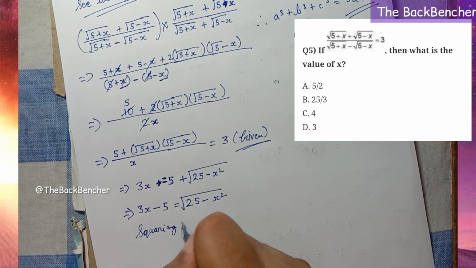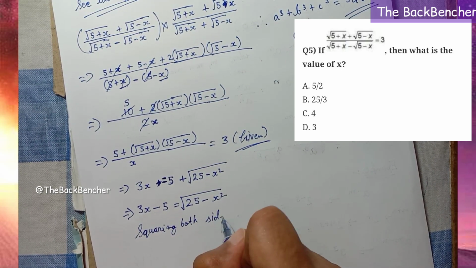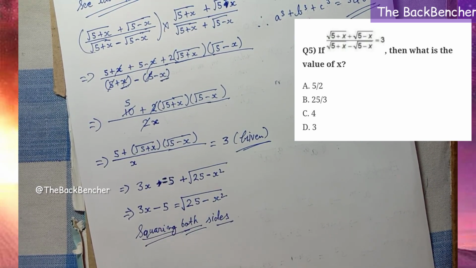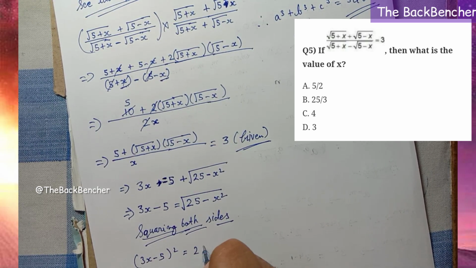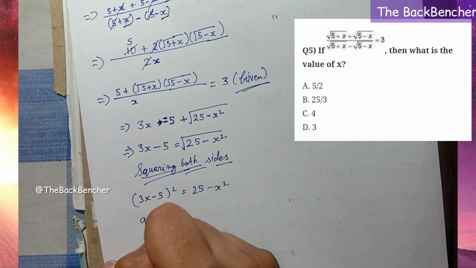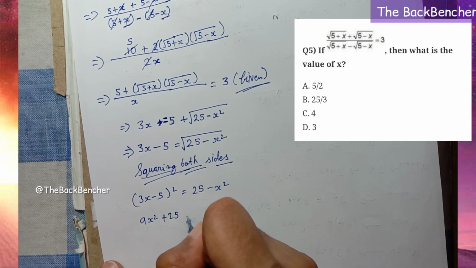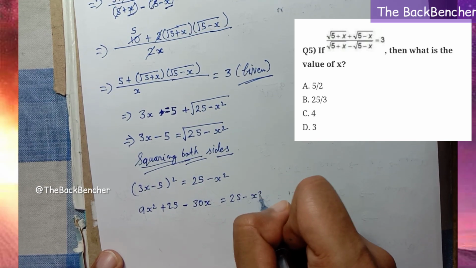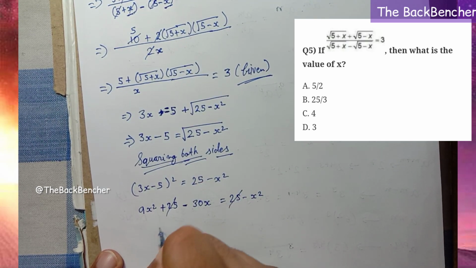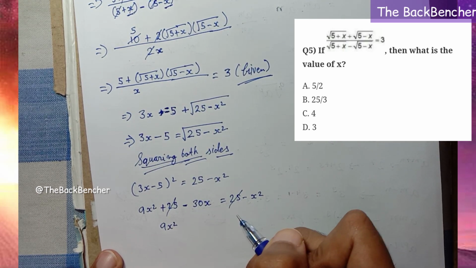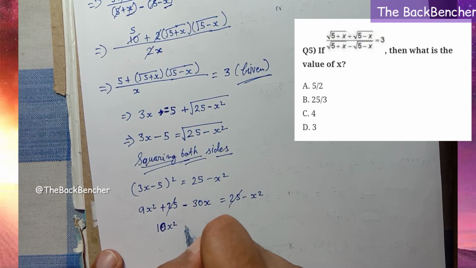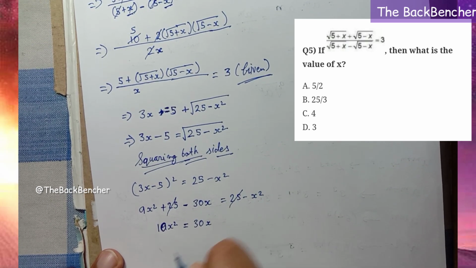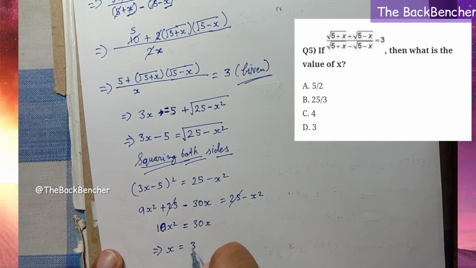Now squaring both sides, you will get 3x minus 5 to the whole square equals 25 minus x square, because 1 upon 2 into 2 gives 1. Hope you understand. Further solving it, 9x square plus 25 minus 30x equals 25 minus x square. See, these are very simple and basic examples. I can solve it in 1 or 2 seconds, but I am only solving it in detail for you, so that you can understand the topic easily.